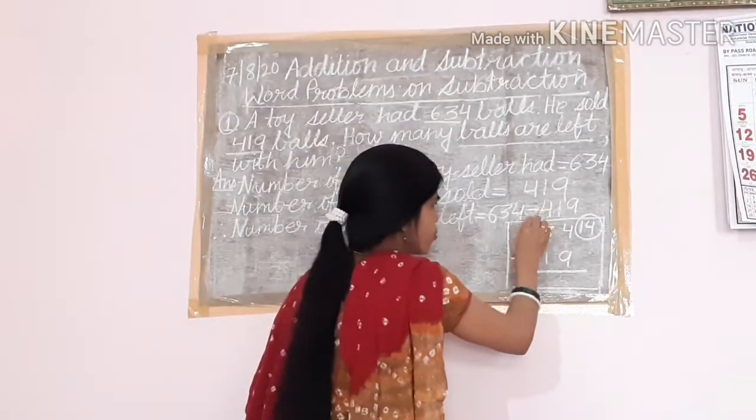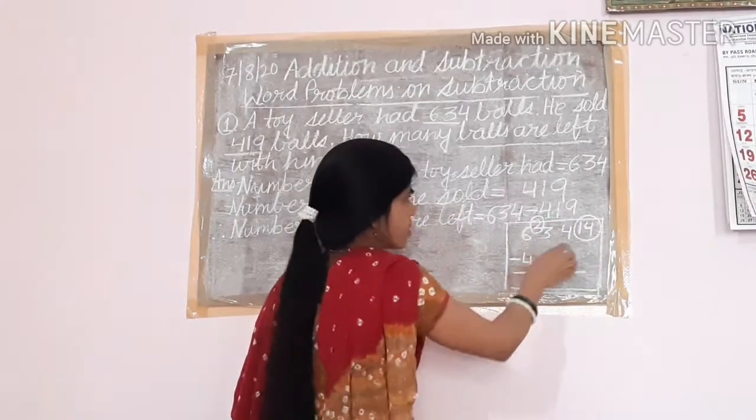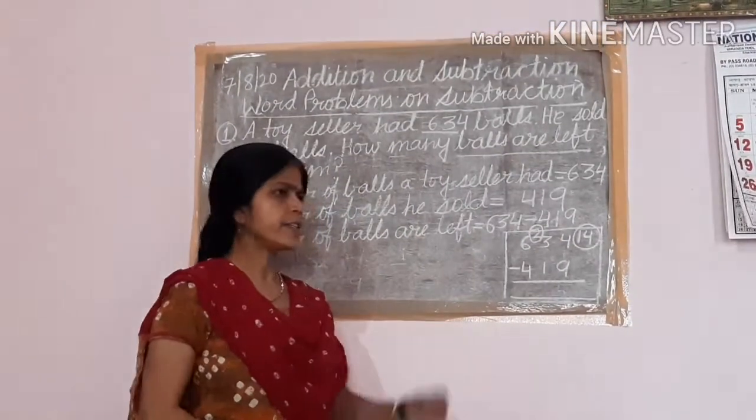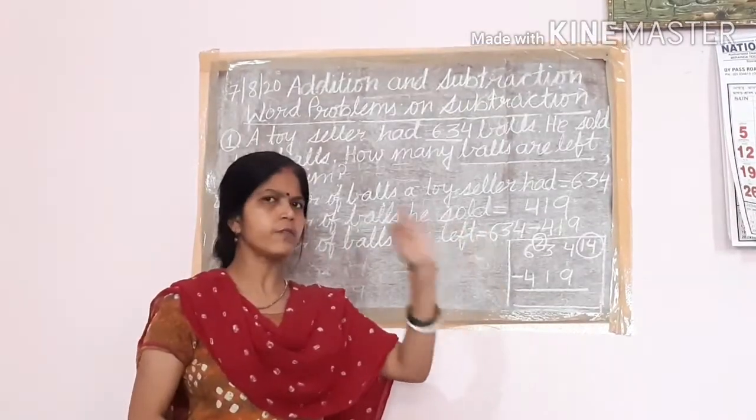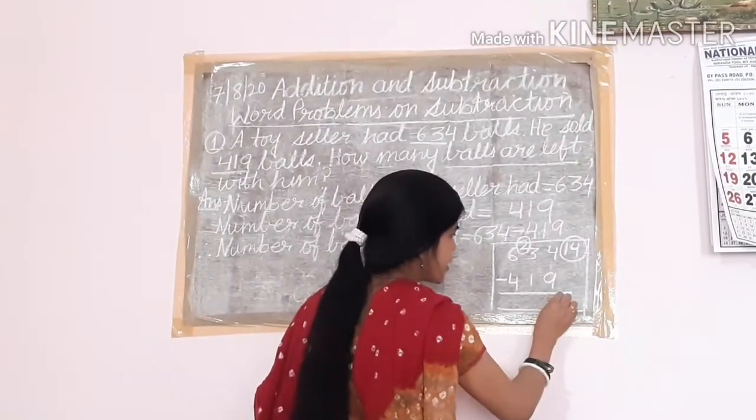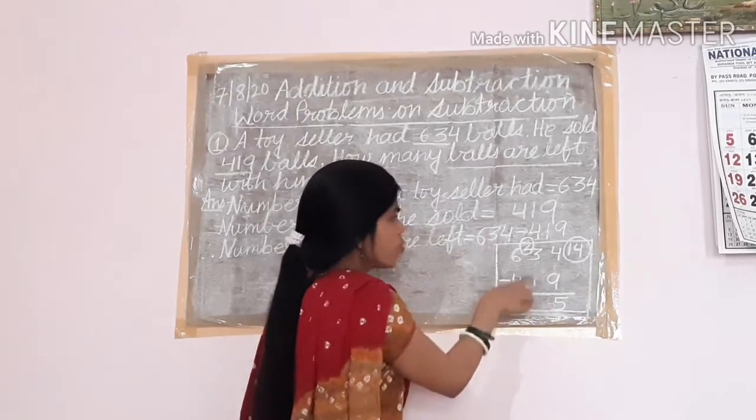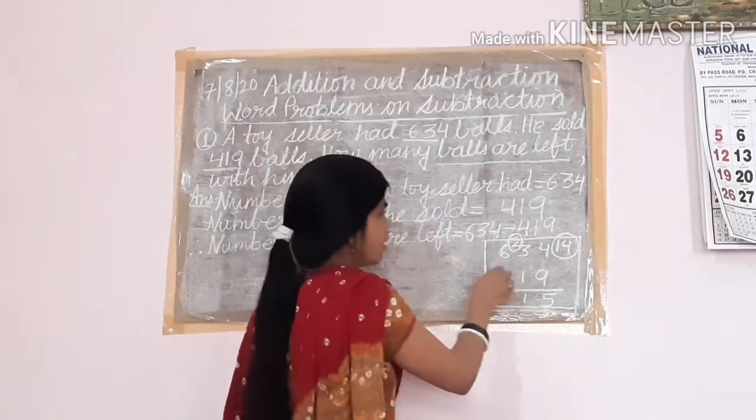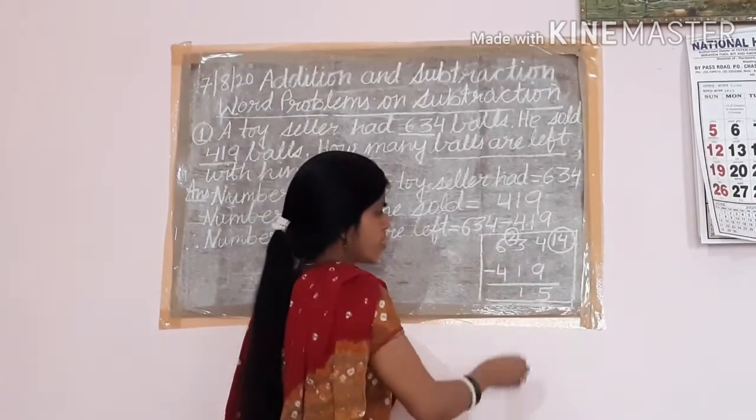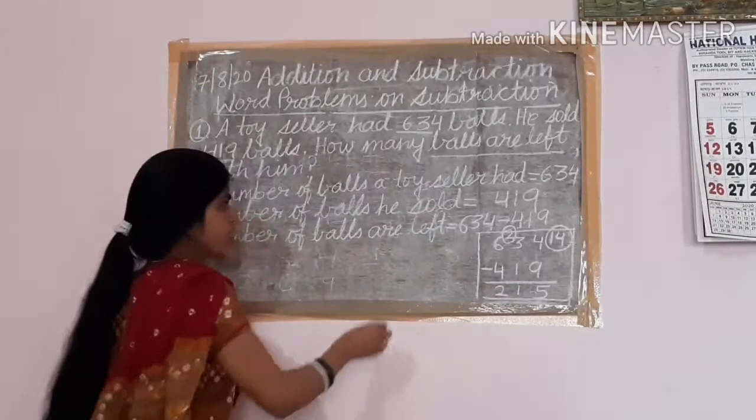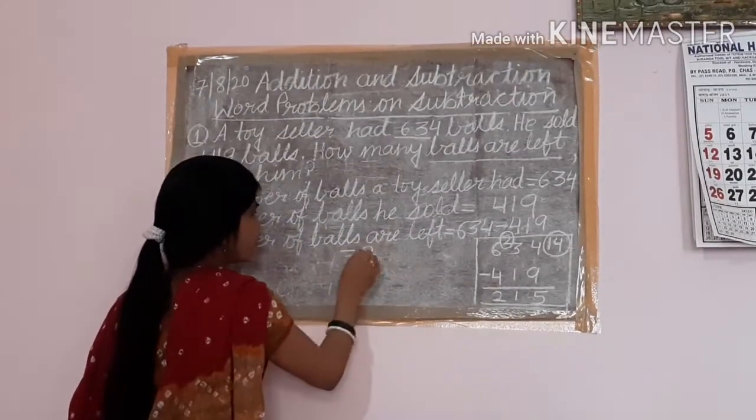I am making a circle around 2. Then 14 minus 9, count on a finger: after 9, 10, 11, 12, 13, 14, that is 5. So 14 minus 9 is 5. Now 2 tens minus 1 ten, easily we can subtract, 1. Now here 6 minus 4, that is also possible. So 6 minus 4 is 2. So here came 215.